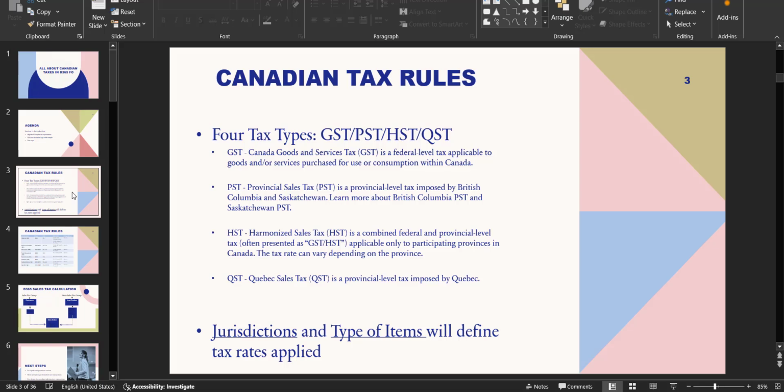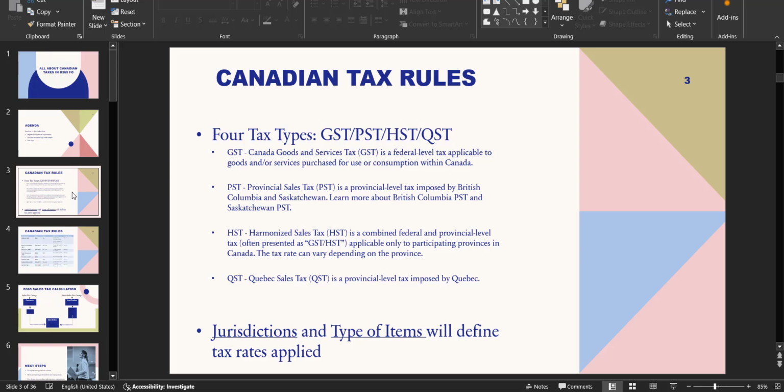Let's say you live in a specific province, let's say British Columbia, BC, or Saskatchewan, SK. They may have specific rules applied because they want to charge a provincial level of tax on top of that GST from the federal level. So in that case, you have to pay 2 portions of taxes. One is your GST at the federal level, and then secondly, you need to pay this PST at the provincial level, and they may have different rates, right? Straightforward again.